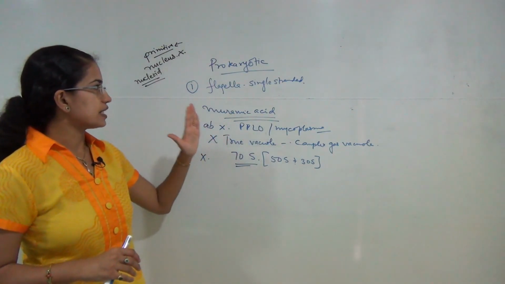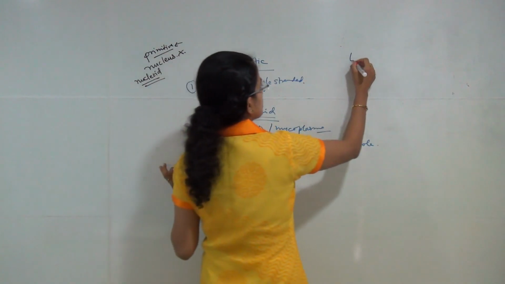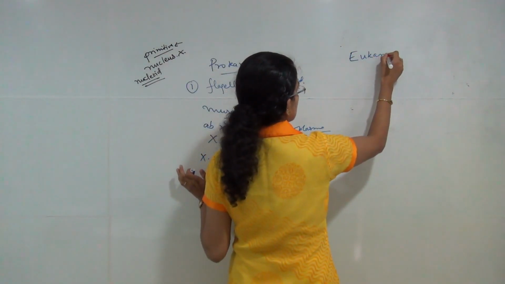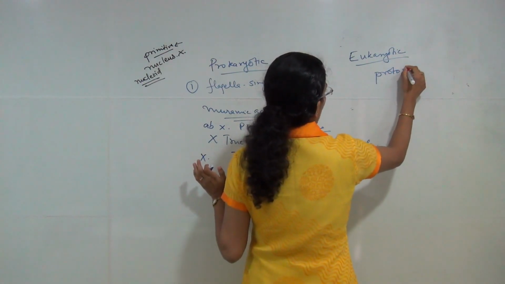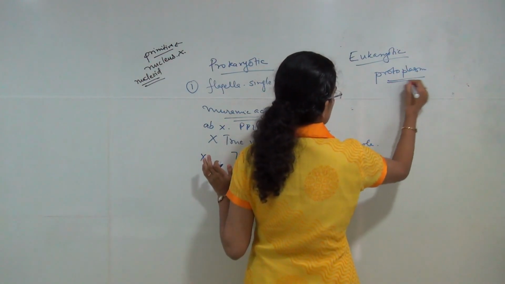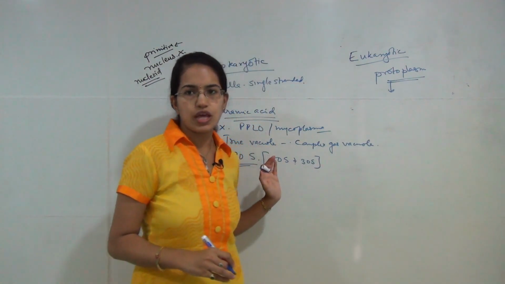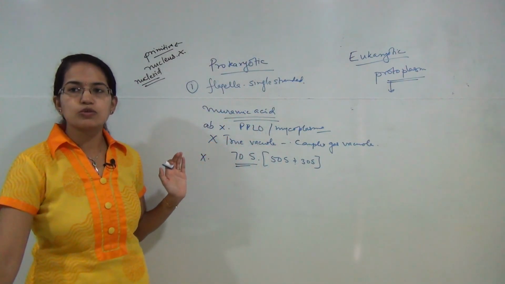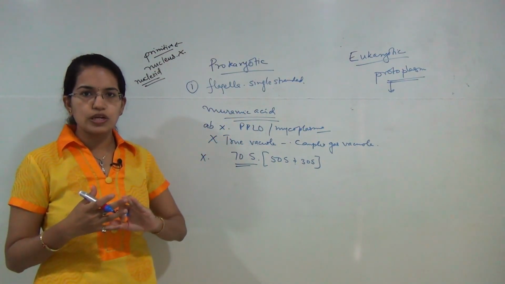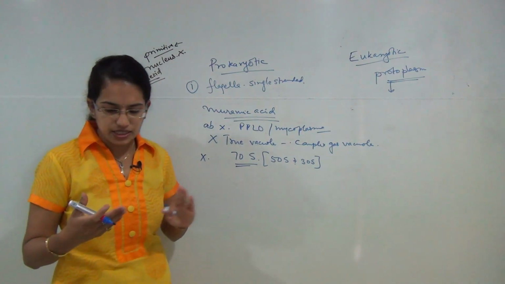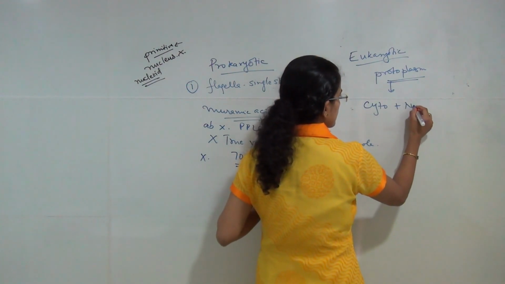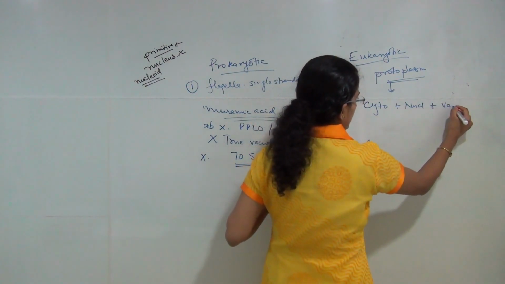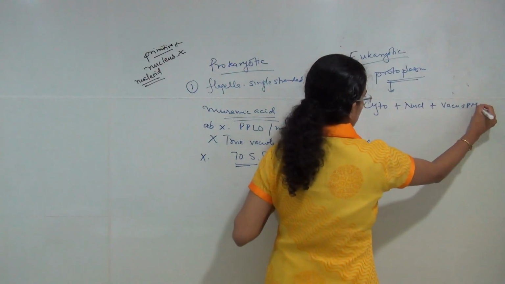Now moving on to the next, that is the eukaryotic cell. It's very important to understand that the eukaryotic cell has protoplasm, and this protoplasm, what does it include? This protoplasm is also known as the protoplast, and it includes the cytoplasm, the nucleus, the plasma membrane and the vacuole. So the four things that are included are the cytoplasm, nucleus, vacuole and the plasma membrane.